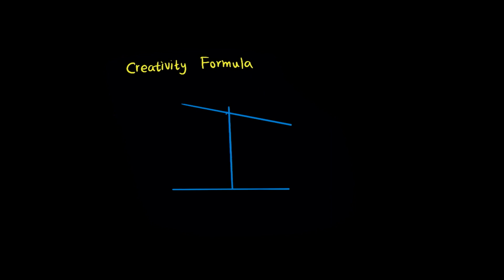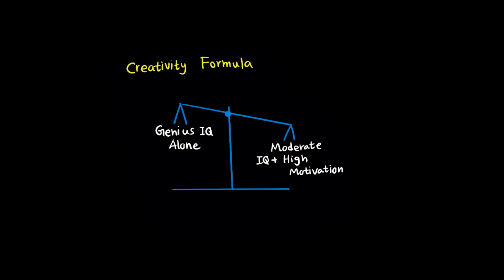Here's something surprising that research tells us about creativity and intelligence. You don't need to be a genius to be highly creative. In fact, moderate intelligence combined with high motivation often beats genius-level IQ alone. Think of creativity as a recipe where intelligence is just one ingredient. When you mix moderate intelligence with passion, persistence, and intrinsic motivation, you get a powerful combination. The key insight is that multiple factors interact to produce creativity, not any single trait in isolation.